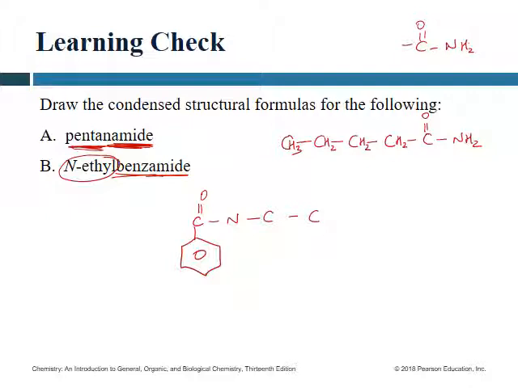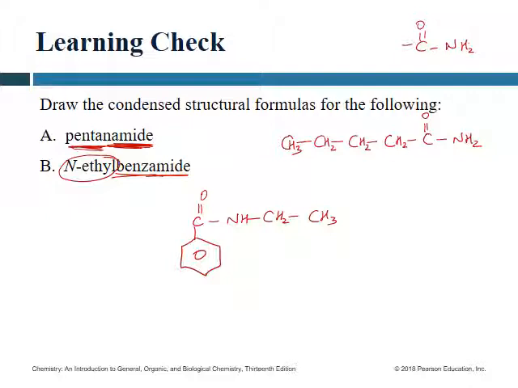How many hydrogen does this need? 3. How many does this need? 2. How many does nitrogen need? 1. This nitrogen has to have 3 bonds, it only has 2, so it needs 1 more hydrogen. This carbon? None. And this is a benzene ring, it's already all satisfied.